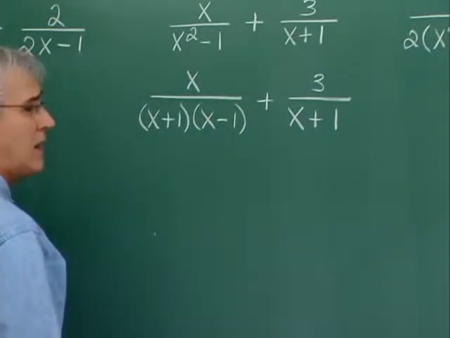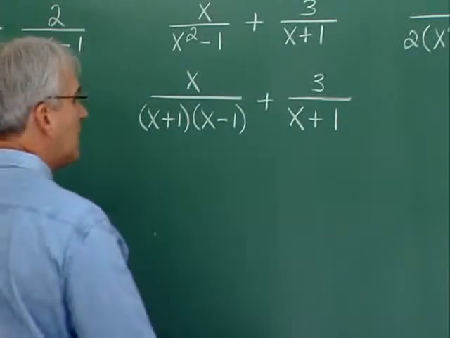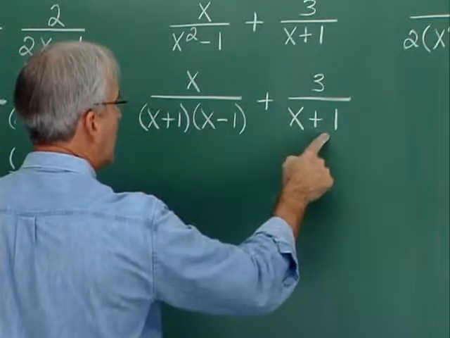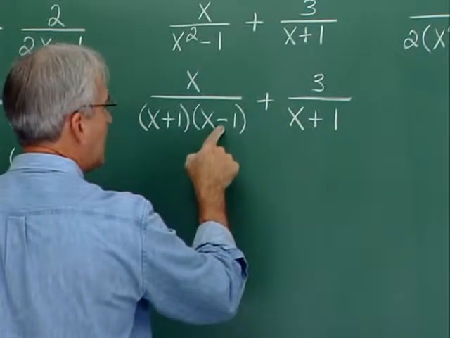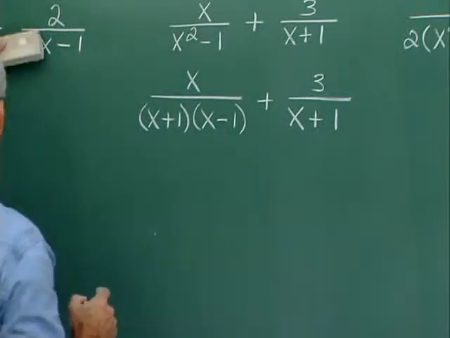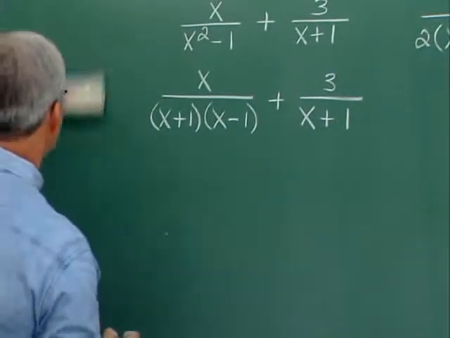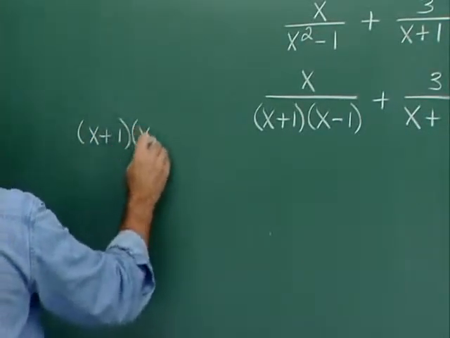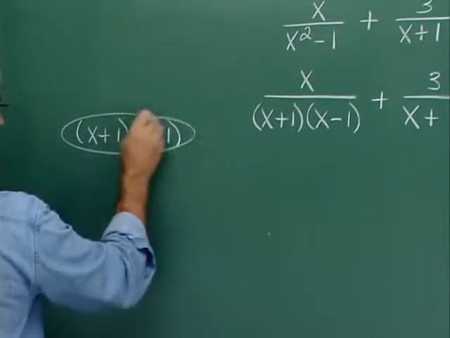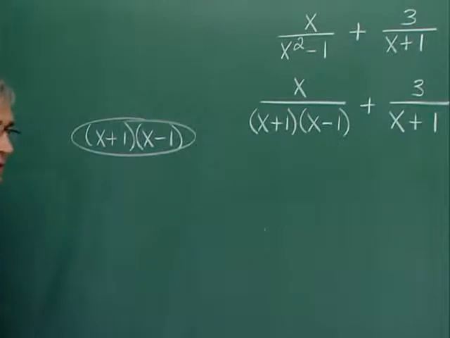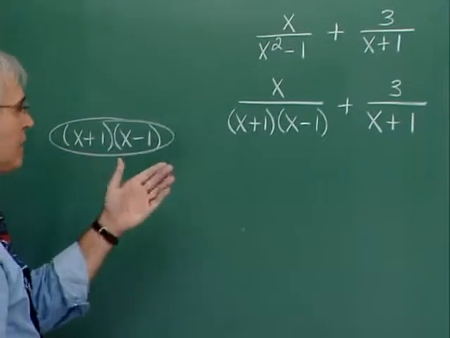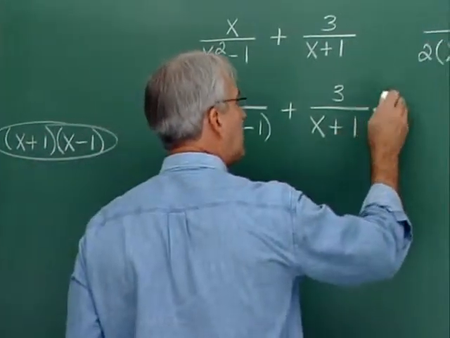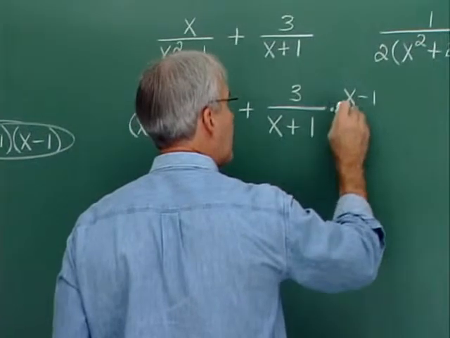Well, let's see. The common denominator here contains every different factor that we see. We see an x plus 1 in both of these, and we see x minus 1 in this one. So the common denominator is going to contain every one of those two different factors: x plus 1 and x minus 1. So this then is our common denominator, and our first fraction already has that common denominator involved in it. The second fraction needs another factor. It needs the x minus 1 factor. So we come over here and indicate that we're going to take this fraction and multiply by x minus 1 over x minus 1.